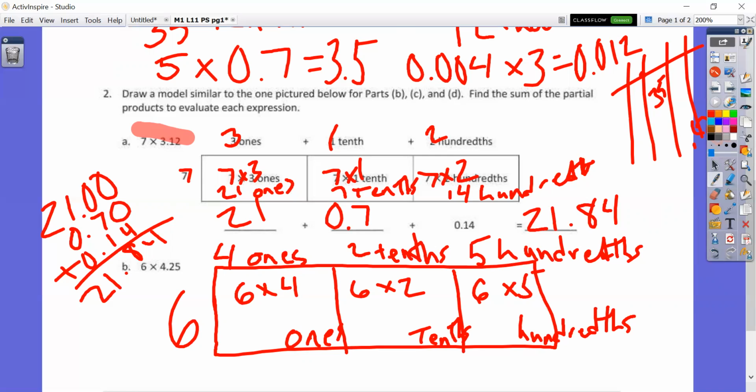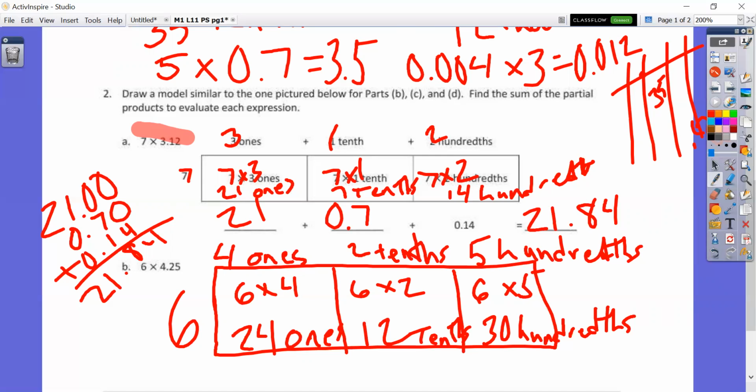Well, let's work from the hundreds first. 6 times 5 is what? 5, 10, 15, 20, 25, 30. 30. So we're talking about hundredths, so it's 30 hundredths. What's 6 times 2? 12. So 6 times 2 tenths is 12 tenths. And then 6 times 4. We already did this one earlier in the lesson. And 6 times 4 is 24.